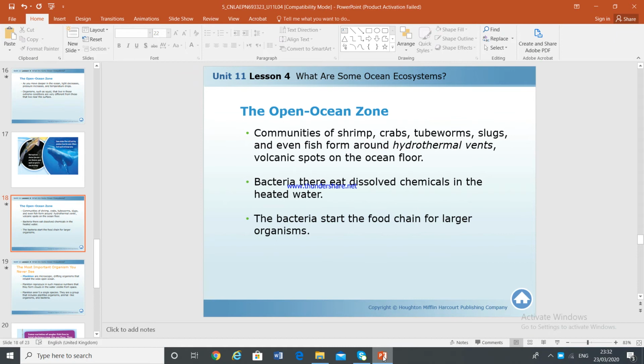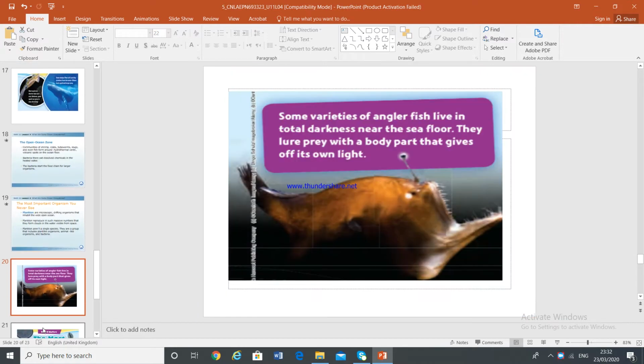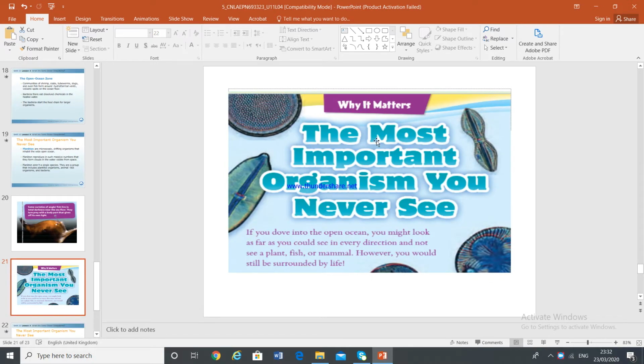So let us start and continue our last part. We were talking about the open ocean zone. Now let us start the most important organism you never see, and that is plankton.